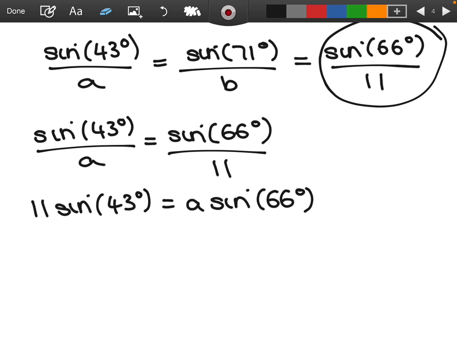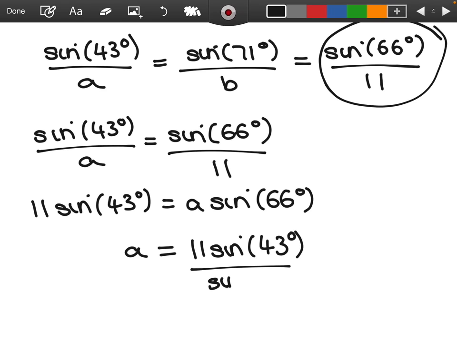So now if I divide both sides through by sine of 66, I get A is equal to 11 sine 43 divided by sine of 66, which is equal to 8.21. I would take most of these to 1 or 2 decimal places, just for accuracy.